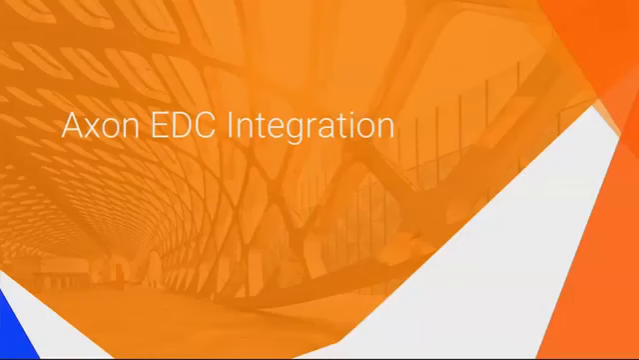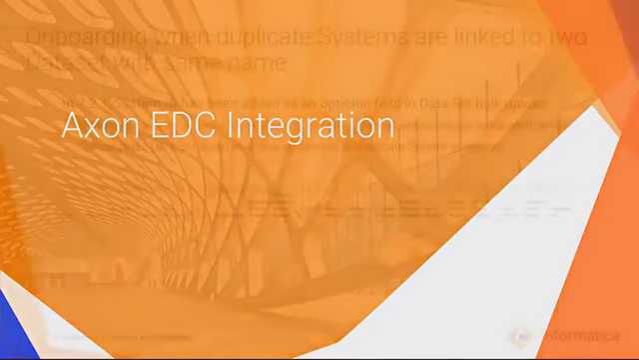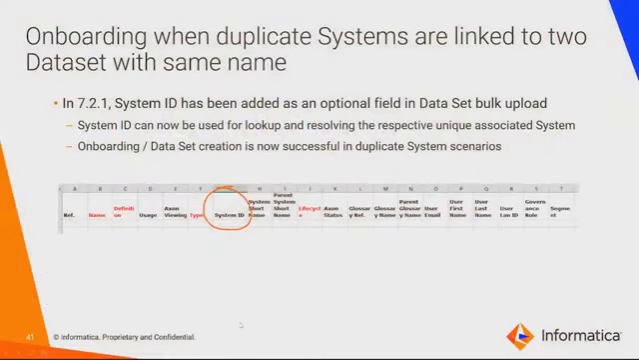Moving ahead on the EDC integration, in 7.2.1, we are supporting onboarding of data sets which have a duplicate system in the Axon application. There was no way to differentiate between two systems. So we have introduced a new column called system ID, because system IDs are unique. With the system ID, the onboarding will be able to differentiate which system it has to use, and based on that, the data sets will be onboarded to the respective systems.